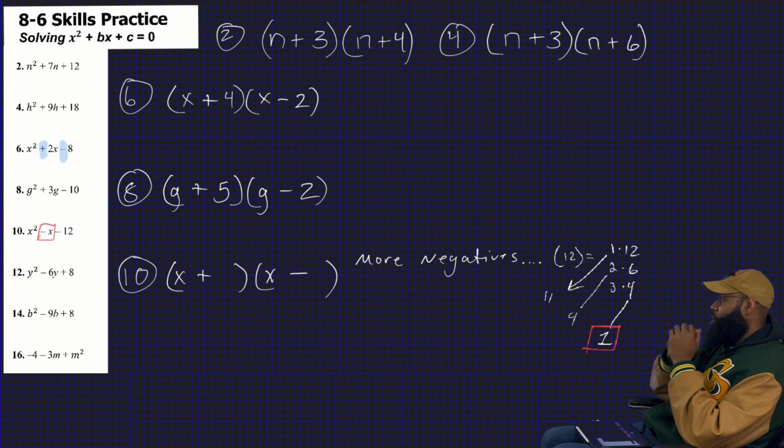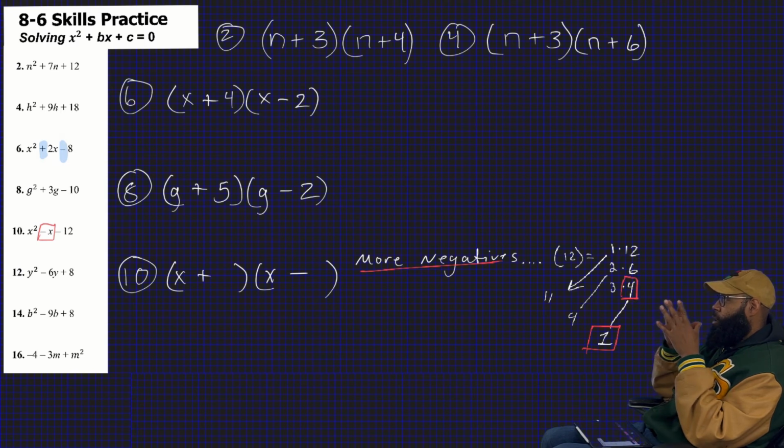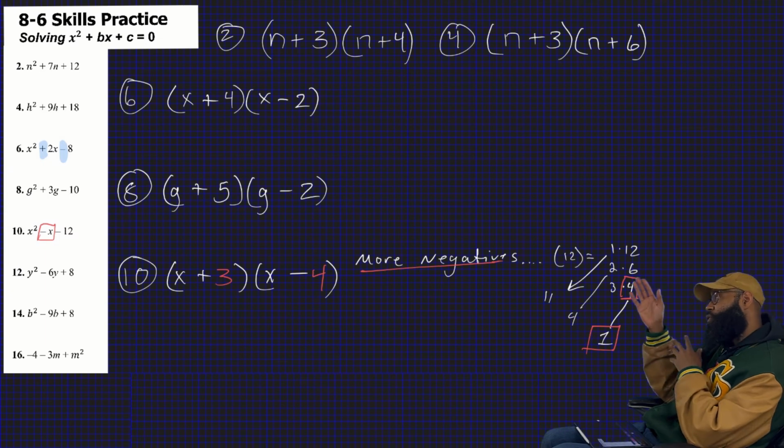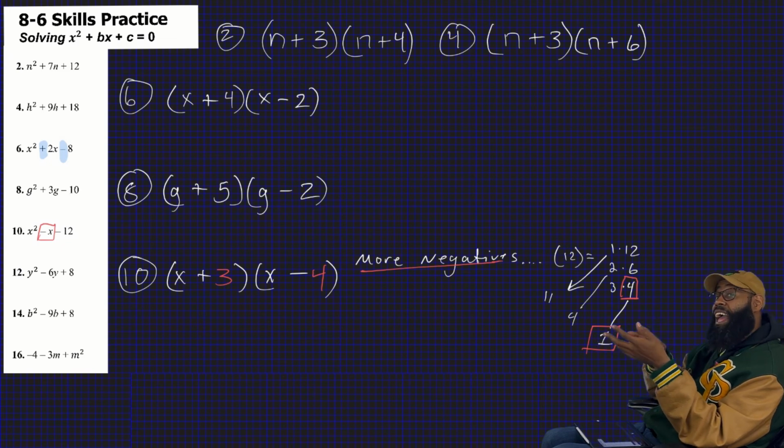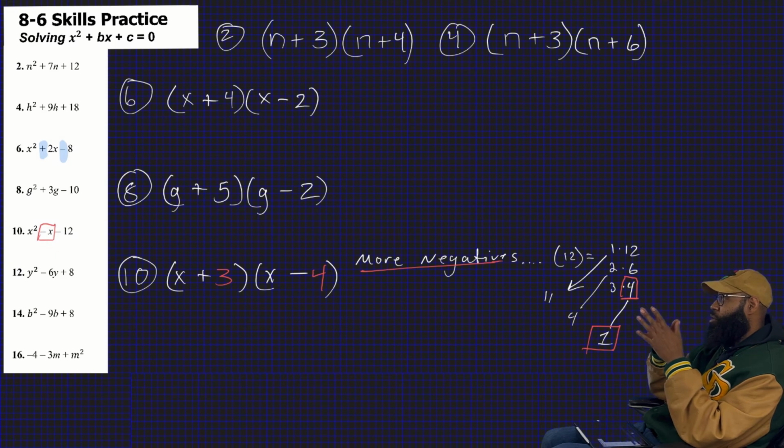Well, 1 minus 12 is 11. 2 minus 6 is 4. 3 minus 4 is 1. But what am I looking for? I'm looking for 1. But I have more negatives, so the 4 has to be negative, because when I end up with the trinomial, you end up with a negative 1x. All right, so make sure when you pick your two numbers, you know which one should be positive and which one should be negative.